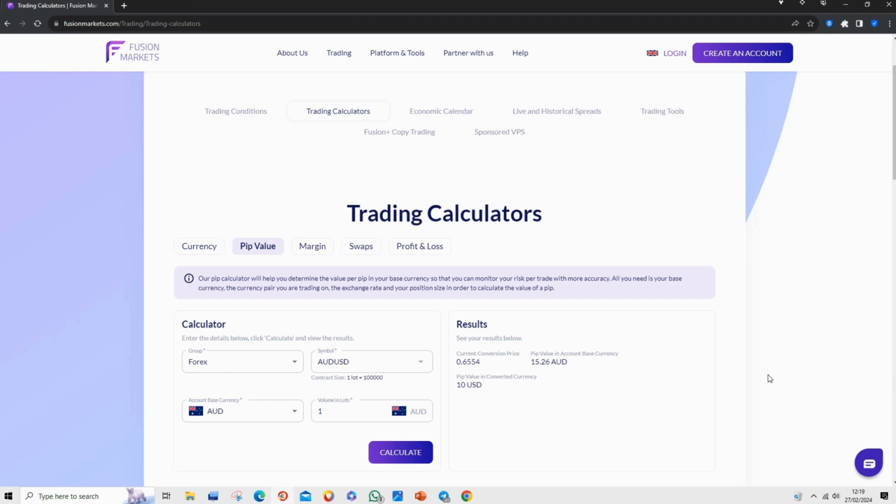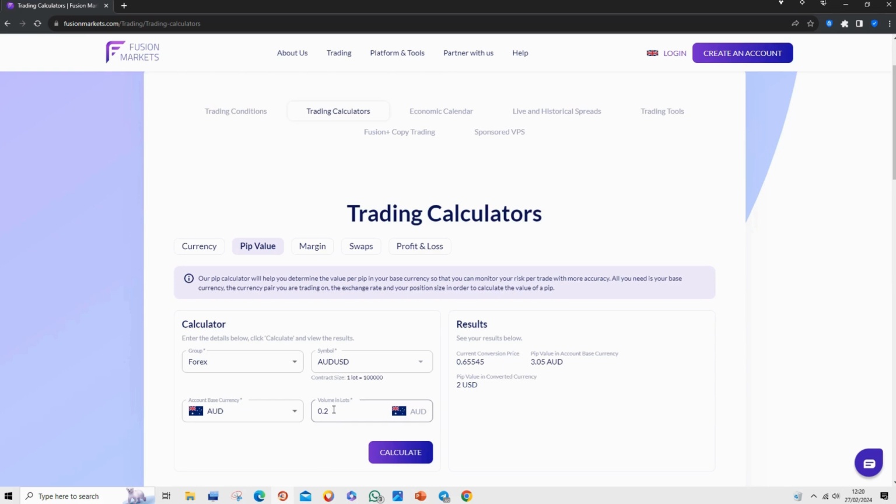Obviously from there, we know, is that an acceptable amount of risk, or do we want to risk more or less? Let's say we wanted to risk half of that, then you just go into the lot size and put half in, which is half of 1. Calculate again, and now it's 7.63 Australian dollars per pip. That's what we'd be risking. Again, if it was a 100 pip stop loss, we'd be risking 763 Australian dollars. And you can alter this depending on how much per pip you're willing to risk. This is what you would then put into your MT4 or MT5 or whatever you're using to place your trade.